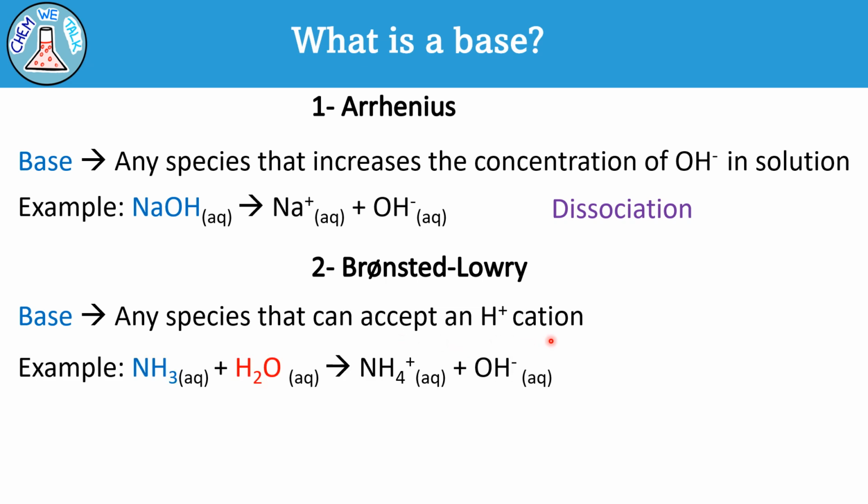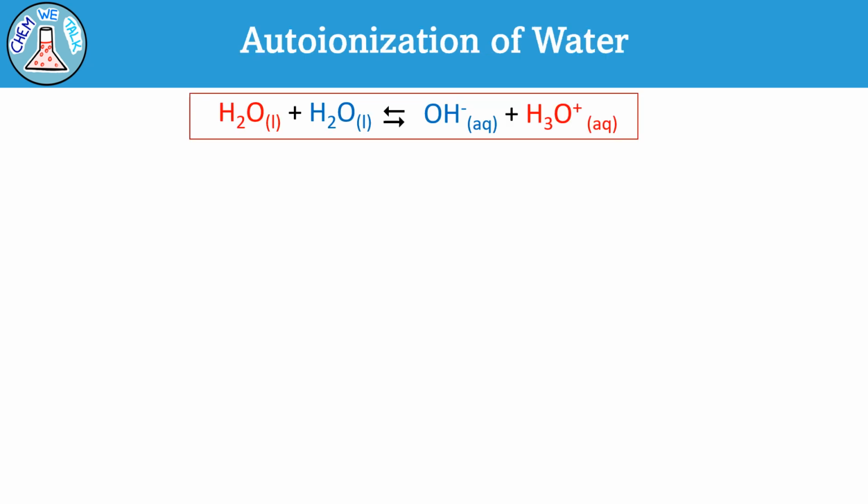So let's look at this example here where we have NH3 and water producing NH4 plus and OH minus. And we can see that the H2O can donate a hydrogen to NH3, which can accept the hydrogen, and because it accepts the hydrogen, it behaves as a base. And we can also see that NH3 in water increases the concentration of OH minus. So this example also fits the Arrhenius definition of acid and base.